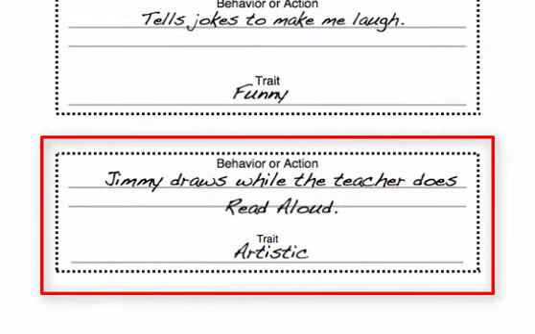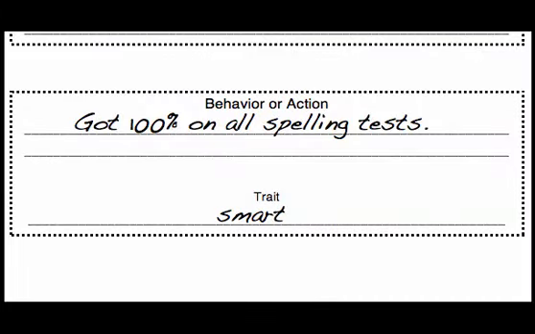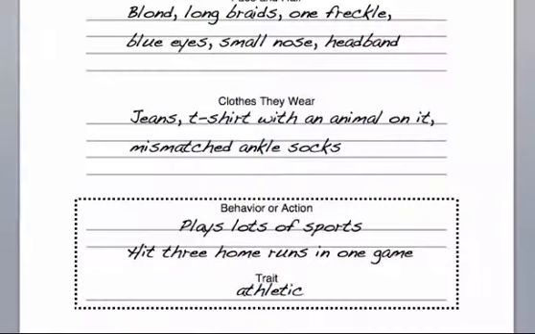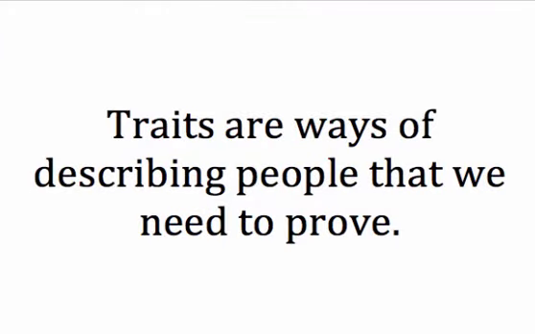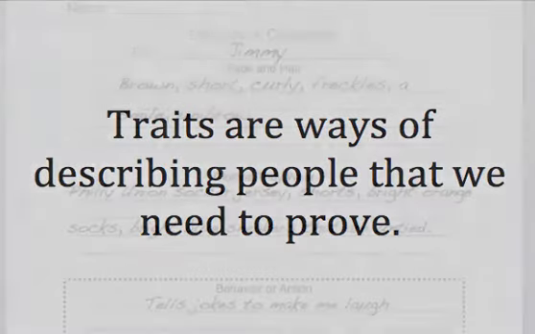We also learn that sometimes when we describe people, we need to prove it. Jimmy is artistic. He draws while the teacher does read aloud. Claire is smart. She got 100% on all of the spelling tests last year. Ryan is athletic. She kicked a ball the entire length of the soccer field. These are traits. Traits are ways of describing people that we need to prove.